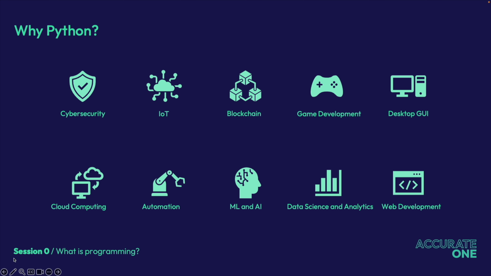Cloud computing relies on Python for scalable applications, while automation scripts simplify repetitive tasks. Python's strong support for machine learning and artificial intelligence makes it essential for creating intelligent systems. It's also the go-to language for data science and analytics, helping professionals derive insights from big data. Lastly, in web development, Python frameworks like Django and Flask power dynamic and robust websites.